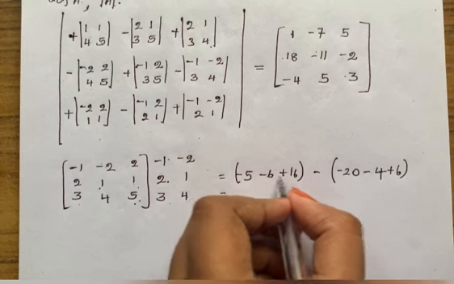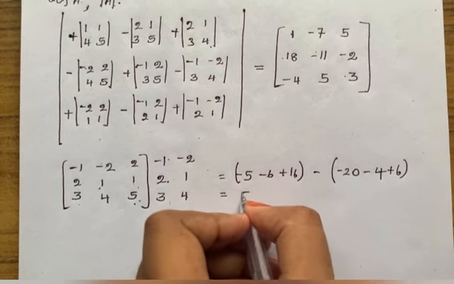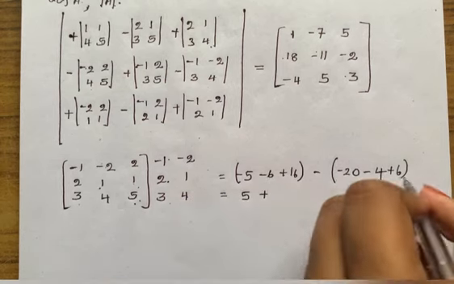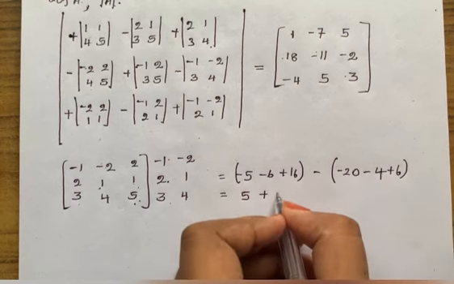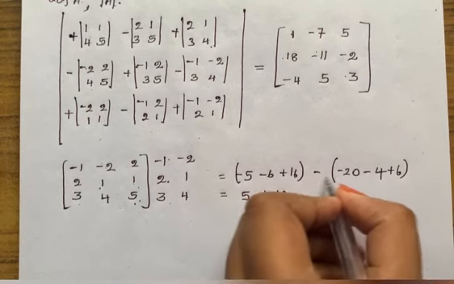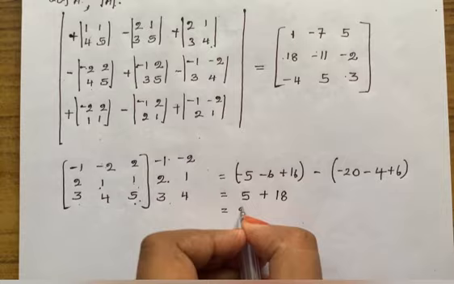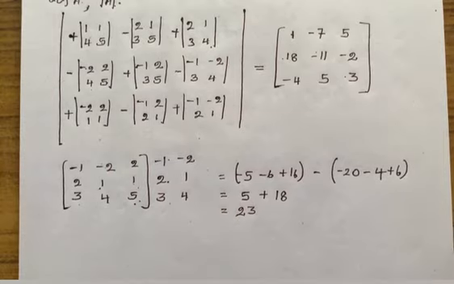So minus 5 minus 6 and plus 16, that is equal to 5 minus minus 18, so that would be plus 18. So 5 plus 18 is 23.